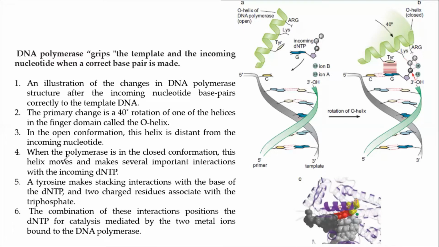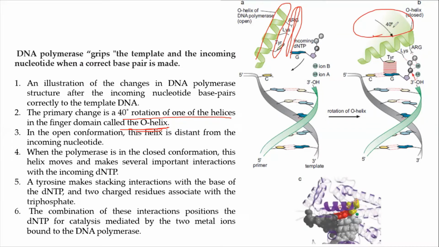So first one. This is a figure where you can see the interactions of the fingers. So just imagine ये यहाँ पे fingers से आपके DNA polymerase के. So the change is a 40-degree rotation of one of the helices in the finger domain called the O helix. Okay. So यहाँ पे 40-degree change हो रहा है. See, I told you, right? It is bringing it towards the palm region. So कितना move हुआ है आपका? 40-degree move हुआ है. Okay.